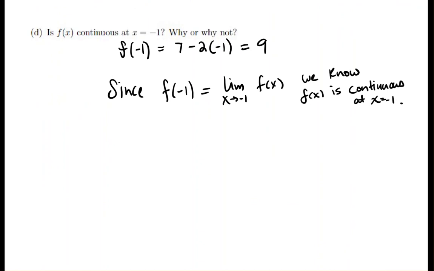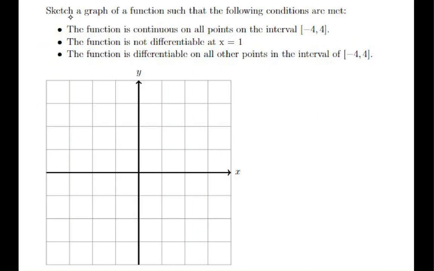Great. Now in this next question, we're asked to sketch a graph of the function such that all the conditions are met. We first have to show a function that's continuous everywhere from -4 to 4. It needs to be not differentiable at 1, but it needs to be differentiable at all other points. So let's mark our key points on the graph: -1, 2, 3, -4, 4, and 1.